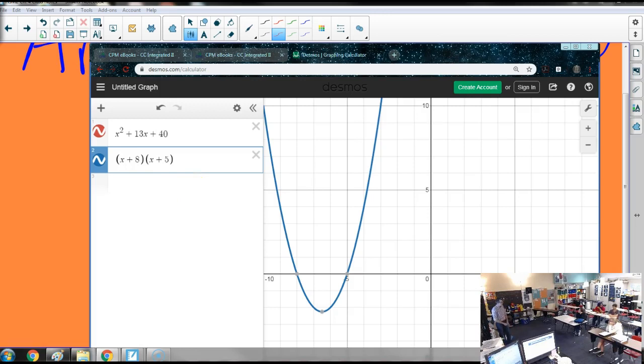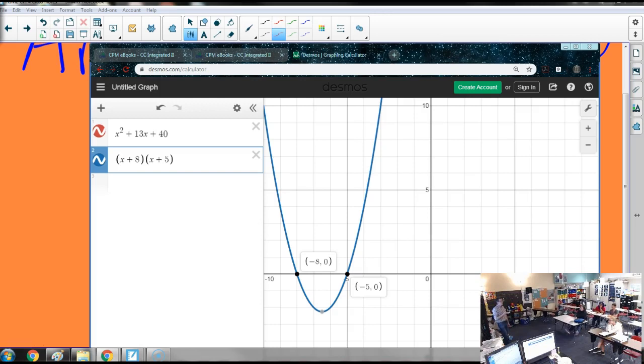And then what gets really cool, and this goes back to the original x plus 8, x plus 5, is to look at the binomials we have. What values would make this 0? Well, what could I plug in here to make it 0? -8. What could I plug in here to make it 0? -5.